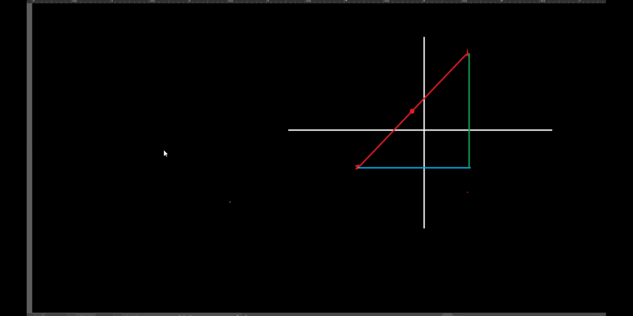We'll stay color coordinated here. What did we call this point down here? X1, Y1. This point up here, we called it X2, Y2. And this point right here, that would be what? We went across how far? X2, and then we went down how far? Y1. Okay?